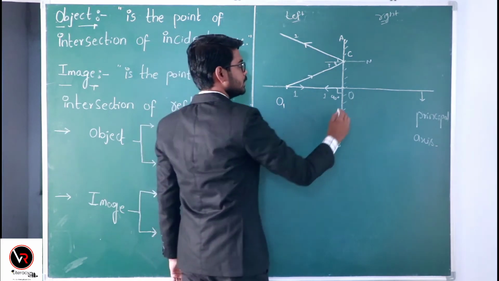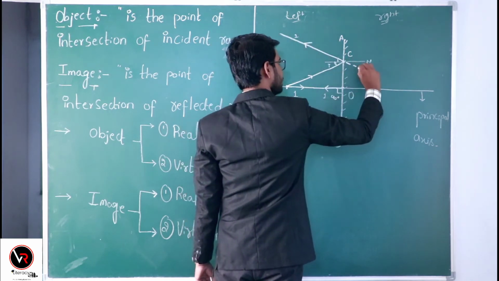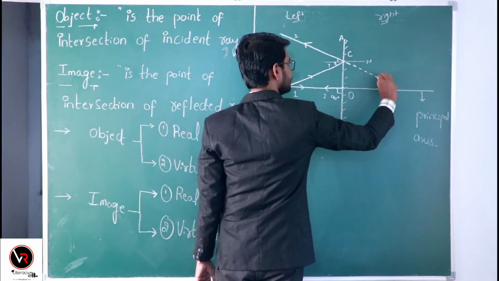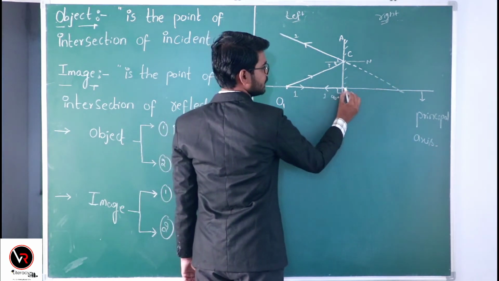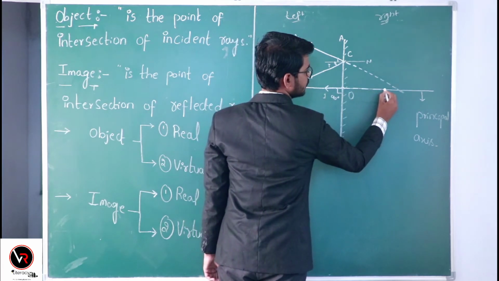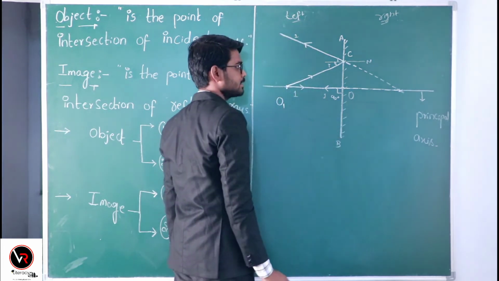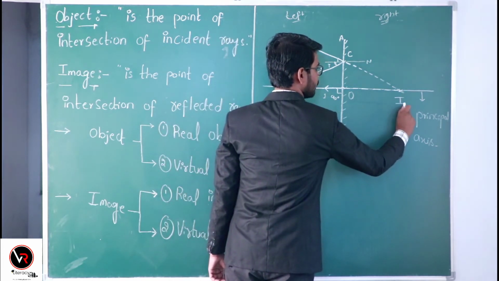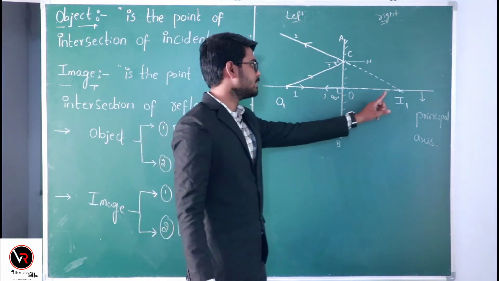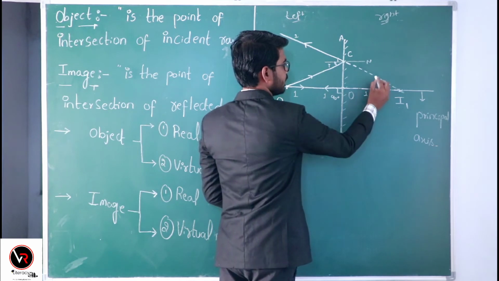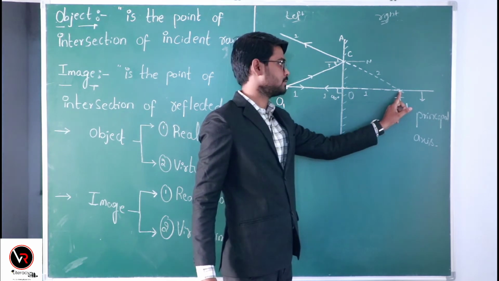So what you do, just extend the rays backward. Extend this reflected ray backward, and also extend this first reflected ray backward. On extending, these two rays are intersecting at this point on the principal axis, and give the name for this as I1. I1 is the image of the point object O1. So on intersecting, these two reflected rays, first reflected ray and second reflected ray, form the image on this principal axis.